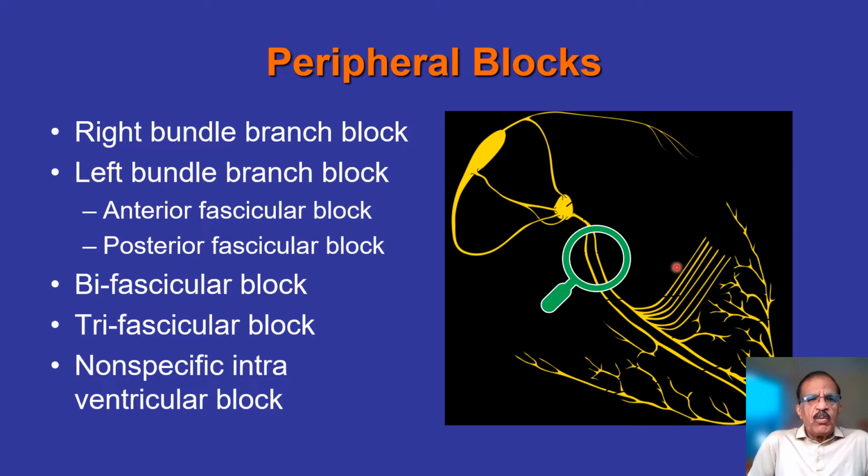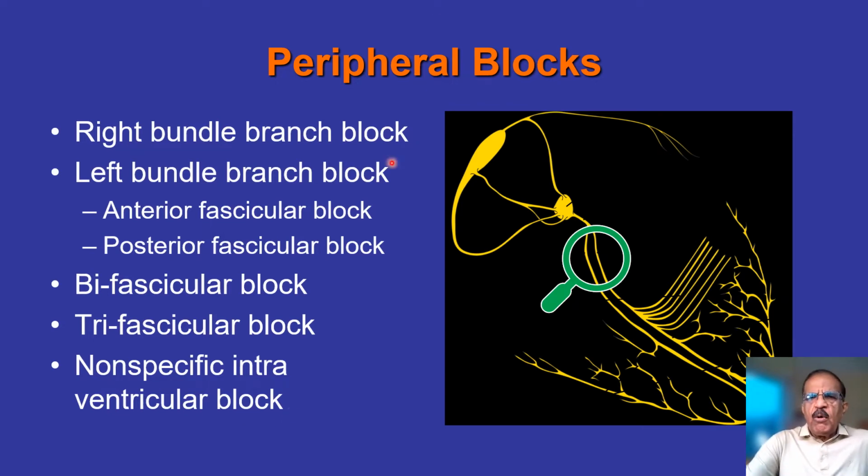Incomplete trifascicular block is diagnosed when we have a bundle branch block pattern plus some prolongation of the PR interval. This I might discuss in more detail later on, but for this video, this much is enough. Then we have non-specific intraventricular blocks.